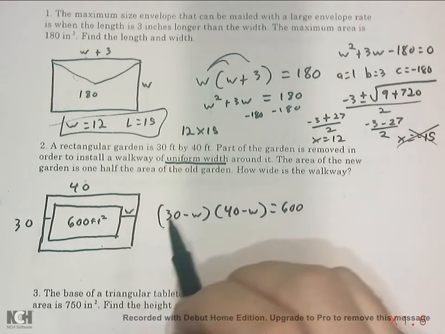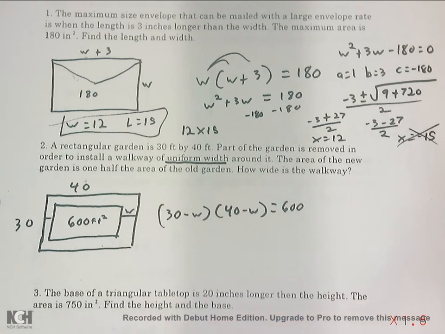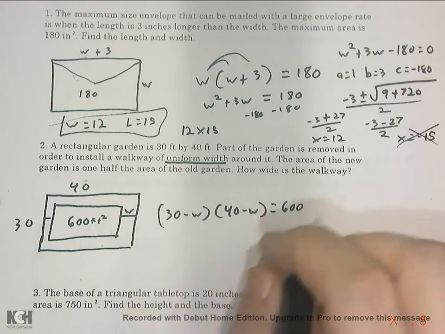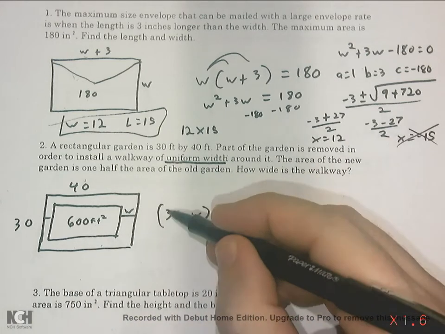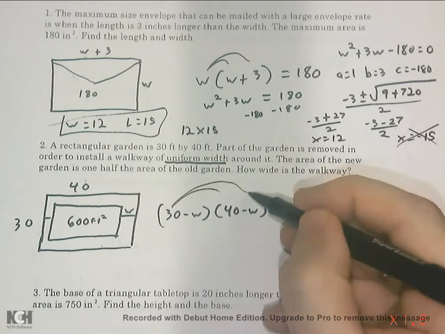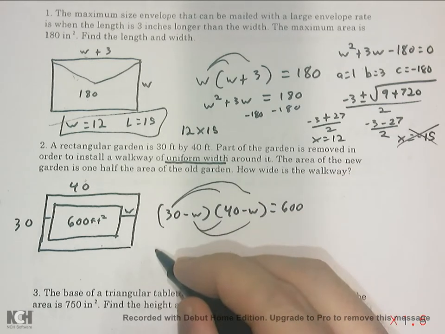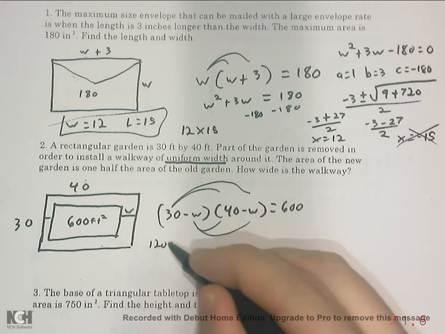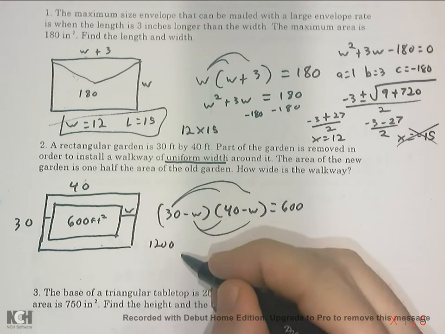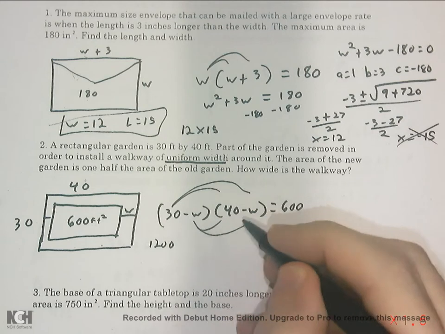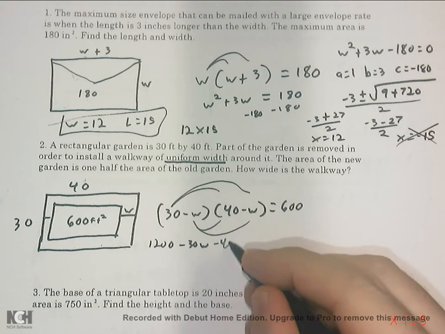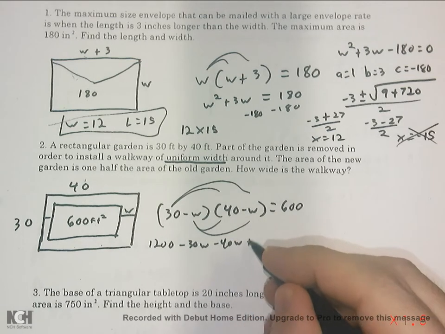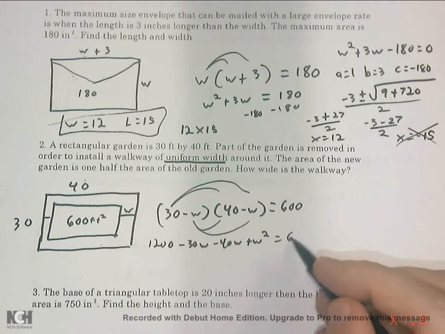Now, next step would be to kind of turn this into a quadratic so we can solve for our maximum space here. So we're going to just distribute everything. We're going to distribute the 30. We're going to distribute the W. We're going to get 30 times 40 is 1,200. Okay. Then 30 times negative W would be negative 30W. Negative W times 40 would be negative 40W. And we would get plus W squared equals 600.